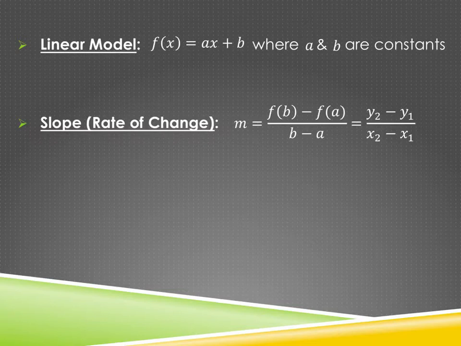And generally, slope, which is known as a rate of change, is found in a couple of different ways, more than this, but these are a couple of them. F of b minus f of a over b minus a. y2 minus y1 over x2 minus x1. And the first example that you'll see is already giving you the model.